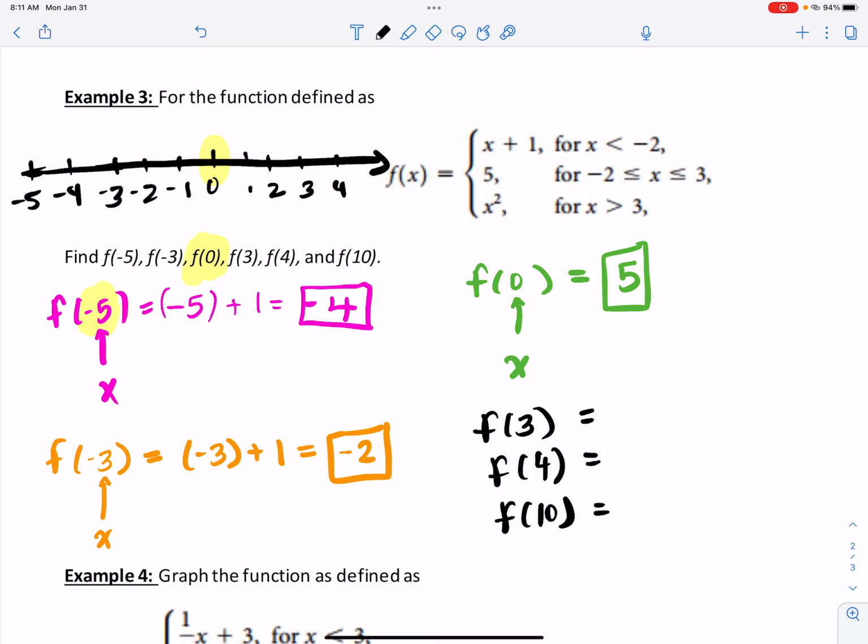You should have gotten f of 3 is 5. That one's weird. You don't have to plug in any x value if you use the second equation. It's just going to be 5 automatically. For f of 4, you should have gotten x squared, or 4 squared, which is 16. And for f of 10, you should have gotten 100, because we're using that last equation for f of 4 and f of 10. So 5, 16, and 100.